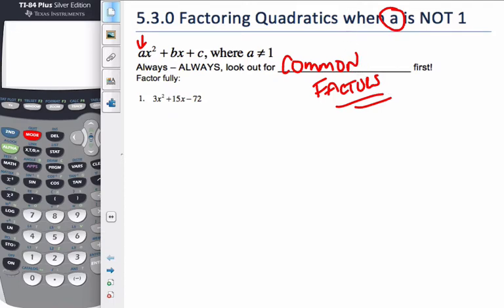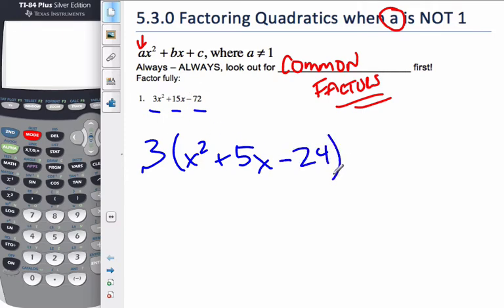So let's take a look at this first example here. We have 3x squared plus 15x minus 72. And if we look carefully, I can see that 3 is a common factor to each of them. 3 times x squared plus 5x, because I pulled the 3 out of here. If I pull 3 out of 72, I get 24. That's a bit tricky of a factor to get, but it is inside there.